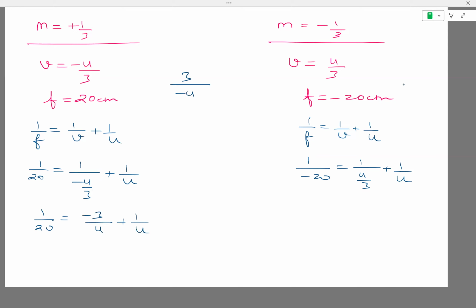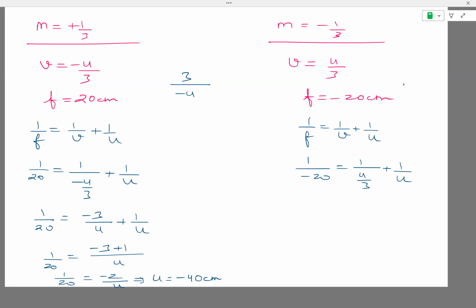So just take the LCM as U. So we'll get minus 3 plus 1, that is 1 by 20. So 1 by 20 is equal to minus 2 by U. Now, if you cross multiply, U into 1 is U. And if you cross multiply, minus 2 into 20 will become minus 40.